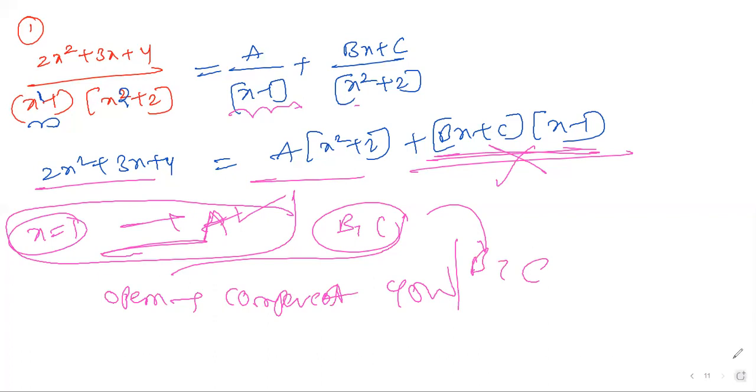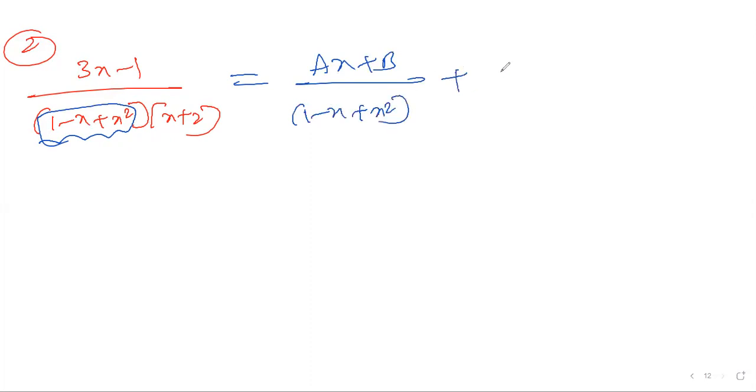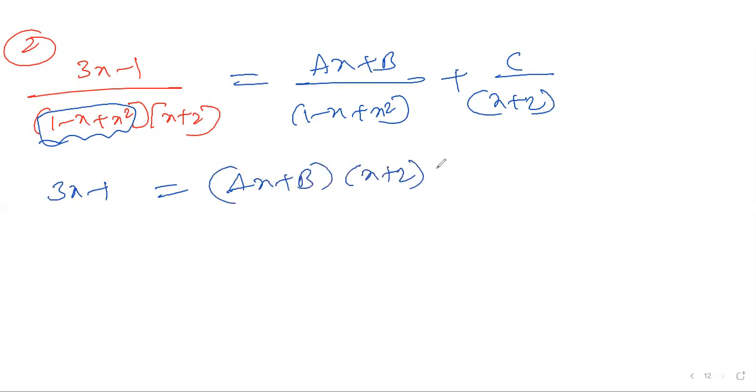Okay? Clear? Can I move to the next question? Yes, sir. The second one is (3x minus 1) by (1 minus x plus x square) into (x plus 2). It is a very simple question here. This is a second order equation here, so I can write directly (Ax plus B) by (1 minus x plus x square) plus C by (x plus 2). Okay? So same thing here, 3x minus 1 is equal to (Ax plus B) into, I am taking an LCM here, (x plus 2), plus C into (1 minus x plus x square).